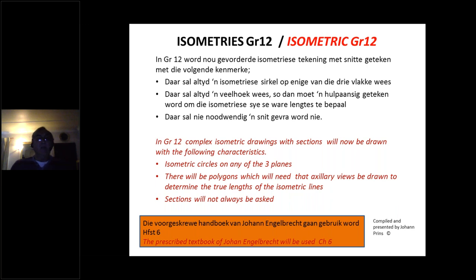Right, in grade 12, the complex drawings, the sections will now be drawn with the following characteristics. You must remember that there will always be isometric circles within the three planes. The three planes I'm talking about are the front, left, and top. And each time the circles will have the same construction, but just lie on a different plane. There will be polygons, such as hexagons, octagons, triangular shapes and so forth. And whenever that is within an orthographic drawing, you know that you will have to draw an auxiliary view.